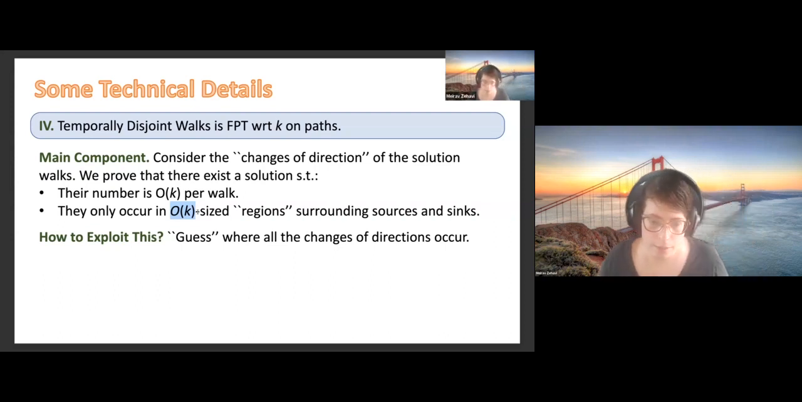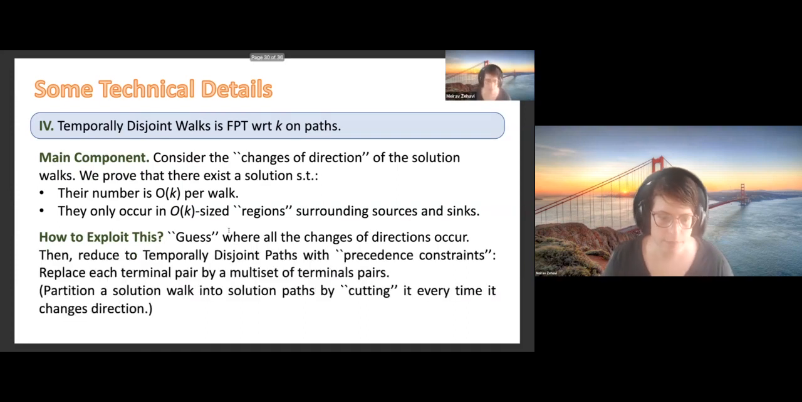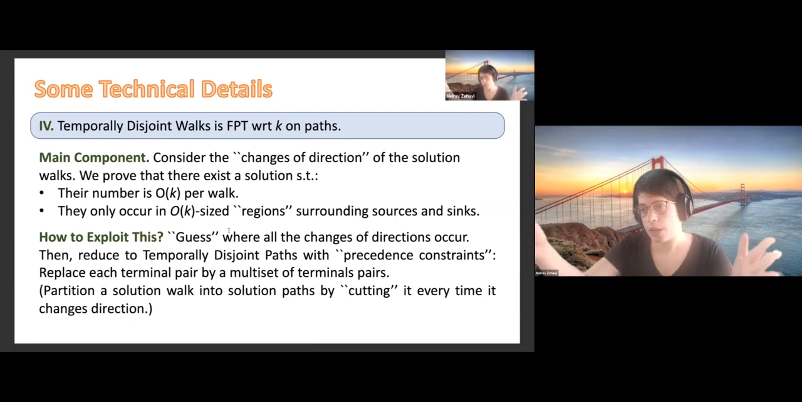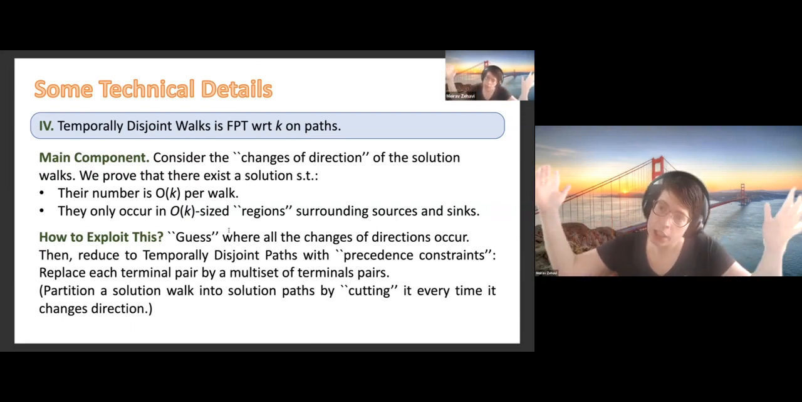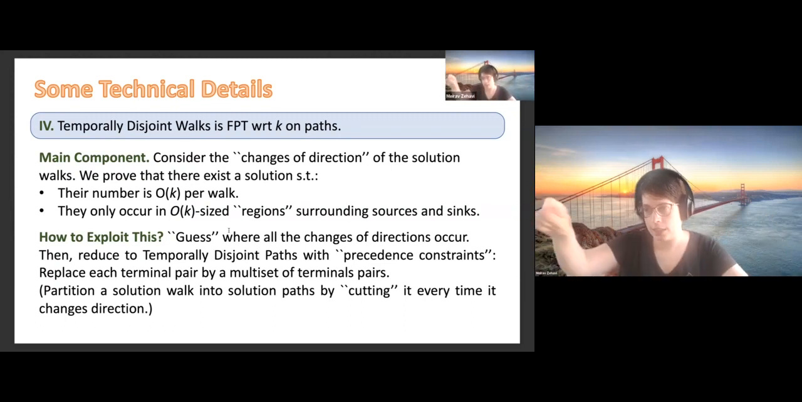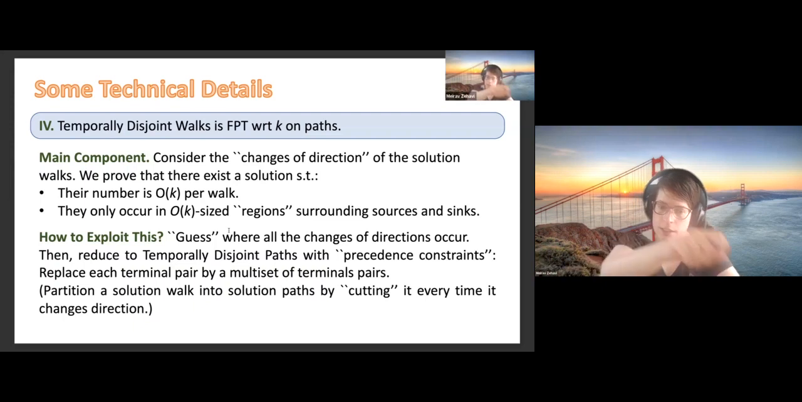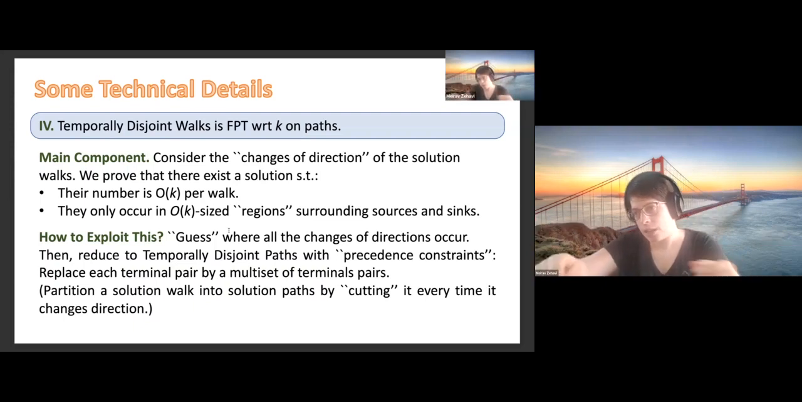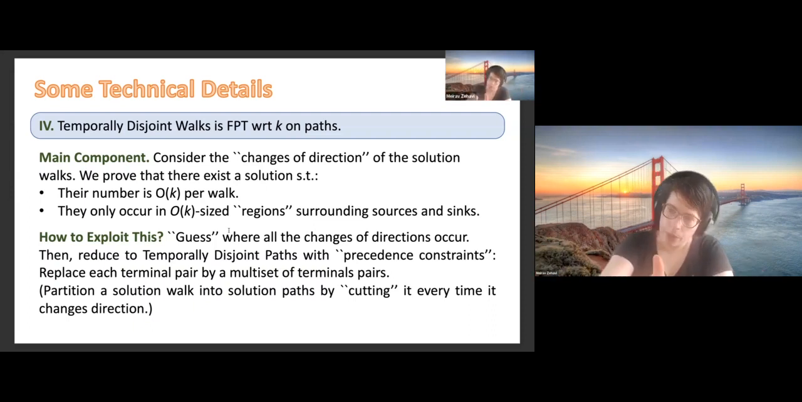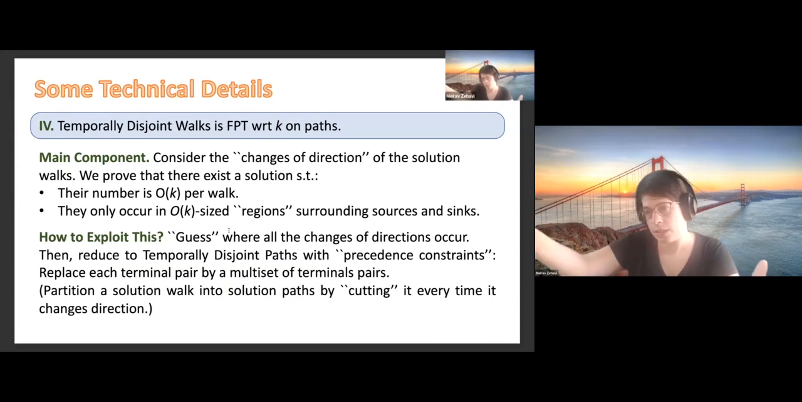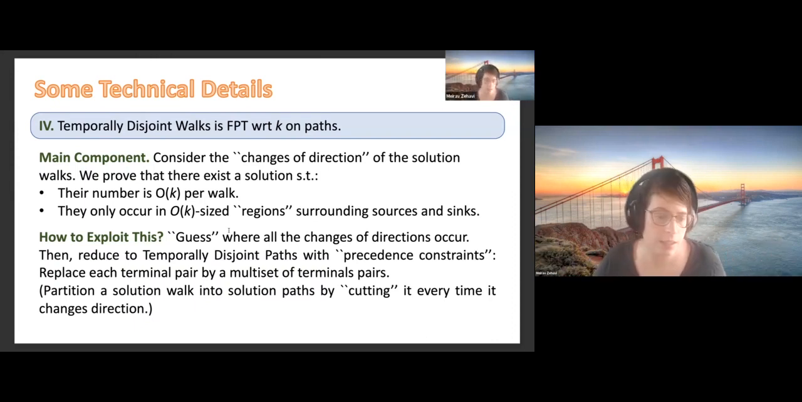Okay, so there are only some function of k many guesses, and I know that if there is a solution, then there is one that complies with one of my guesses. Okay, so it really changes direction where I guessed it should be. And then what it means, so let's look at some guess, and we reduce the problem to the path case, to temporally disjoint paths. So I have some walk, I guessed exactly where it is going to change direction, and now I just segment it. So instead of trying to connect Si and Ti by a walk, I try to connect Si with the first change of direction by a path, then from the first change of direction to the second by a path, from the second to the third by a path, and so on until I have the last path segment that reaches Ti.